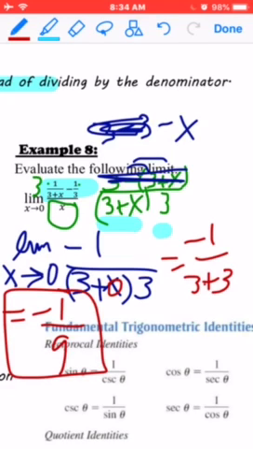Okay, last idea here is using reciprocal identities.